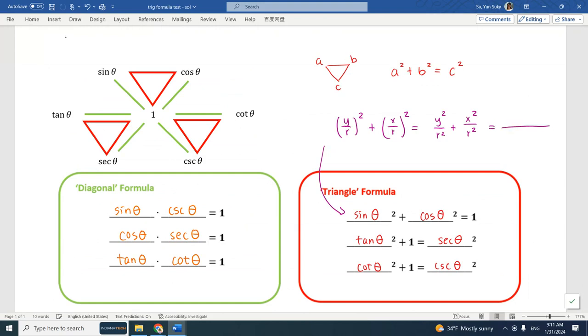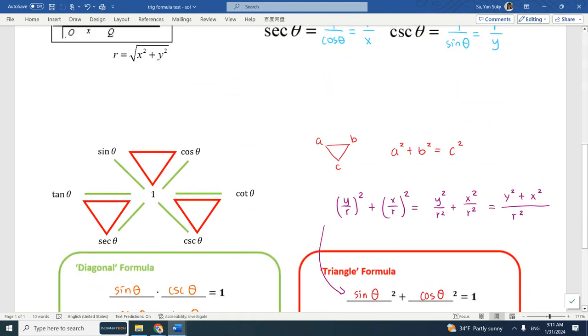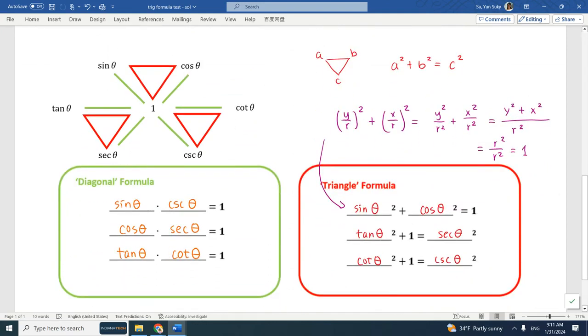Now, do you see the denominators are the same? So we can combine them. The denominator is r squared, and we have y squared plus x squared in the numerator. Yeah? Okay, what do you see? Pythagorean theorem. Now it's really the Pythagorean theorem. X squared plus y squared is r squared. So therefore, we have r squared over r squared, which is 1. Okay? So this is how we prove the triangle formula.